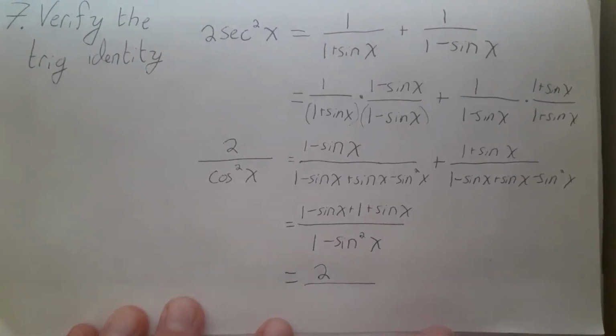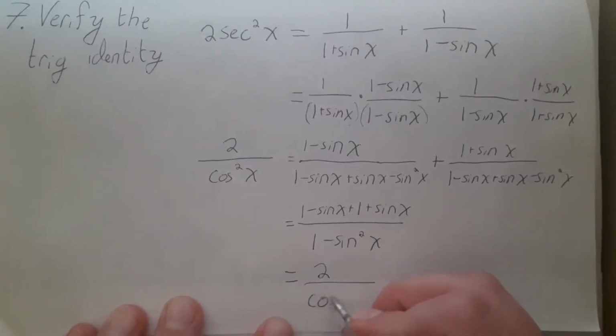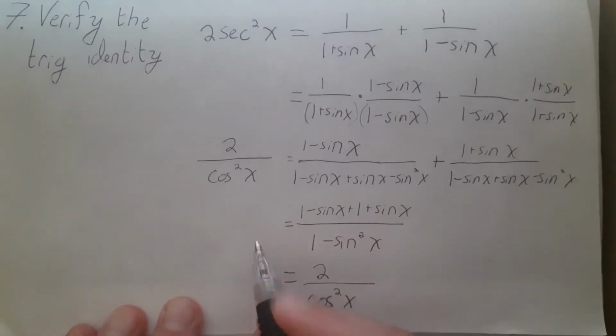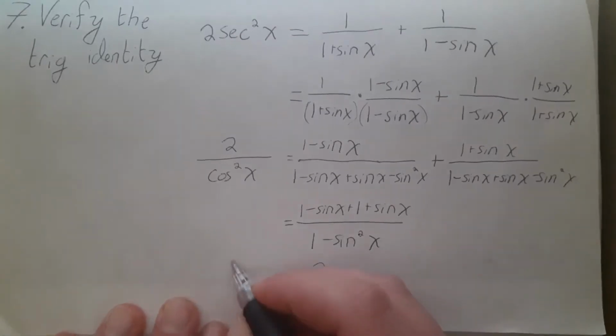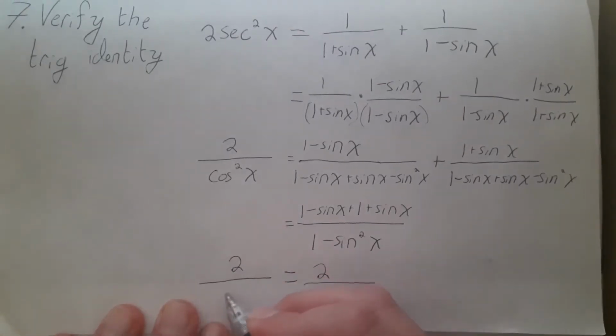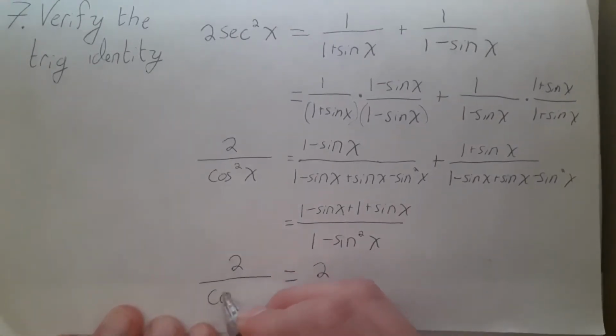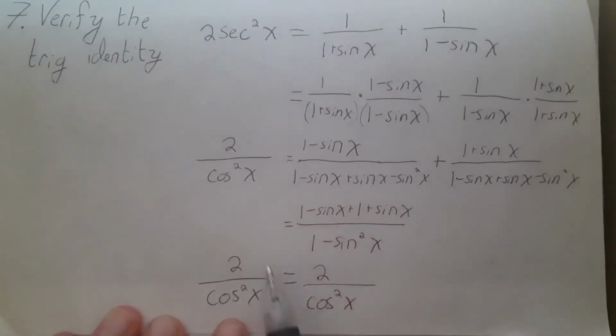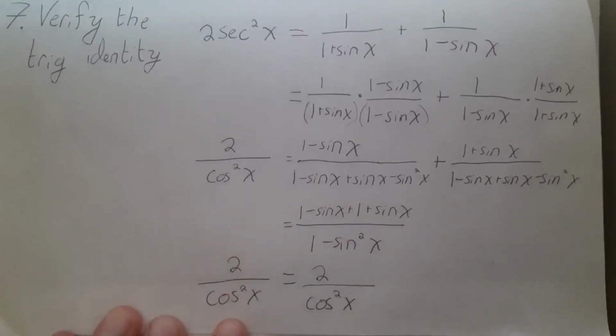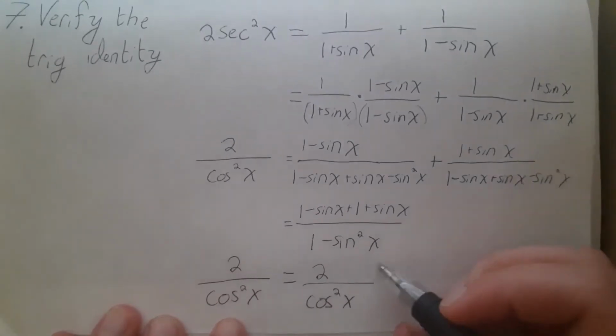And using a Pythagorean identity, we know that 1 minus sine squared x is equivalent to cosine squared x, which is equivalent to the other part of the equation, which is 2 over cosine squared x, which is equivalent to 2 secant squared x. So this equation is verified.